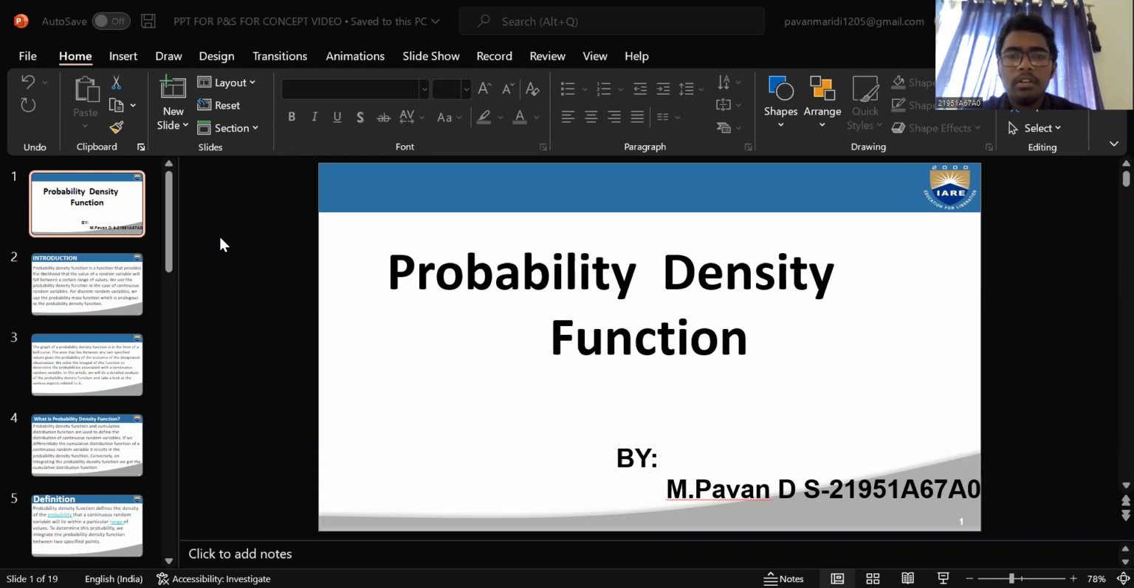Now I am here to explain one concept in probability and statistics, the probability density function. In short, we can call it PDF. Today, in our session, we will learn the theoretical part of this probability density function, how we solve the problems, and its formula. Okay, we will move on to the next slide.